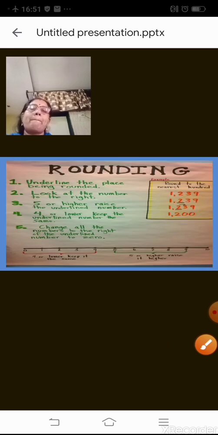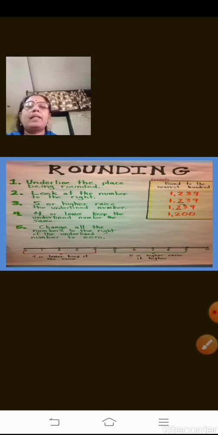Okay, so just keep it in mind. Let us summarize. When rounding off a number, you have to underline the place being rounded. Look at the number to the right, which I already told you. If the number followed is 5 or higher, raise the underlined number, that is, the number which is to be rounded off, by adding 1. And if it is 4 or lower, keep the underlined number the same.